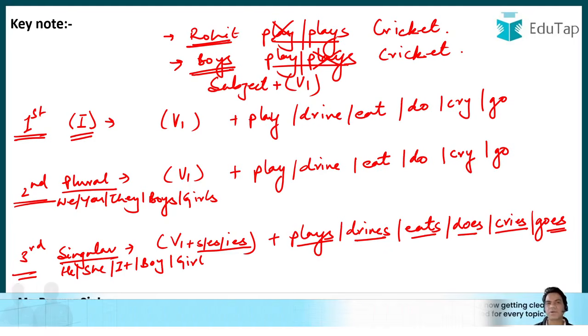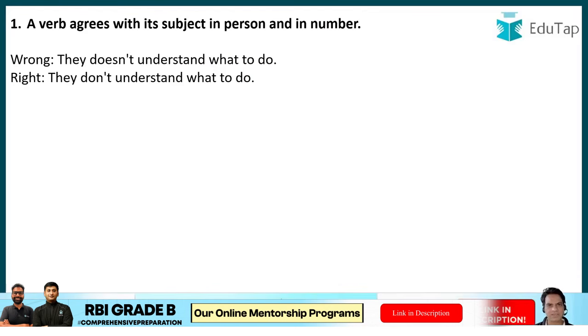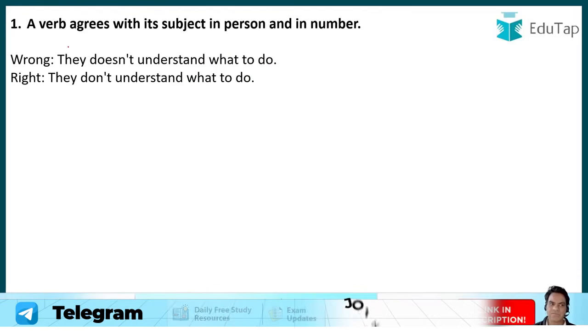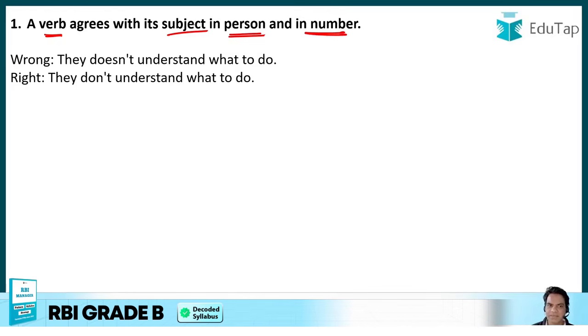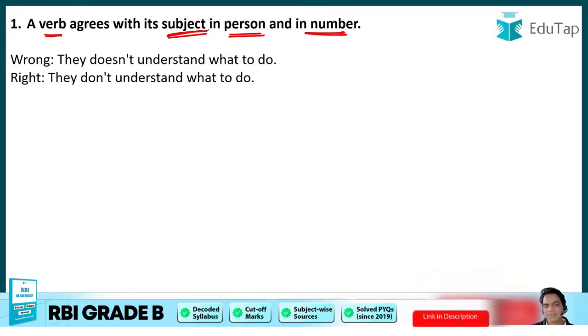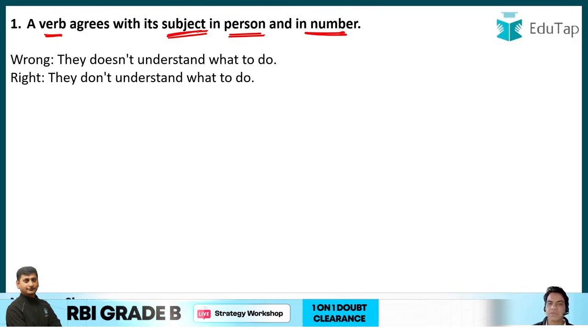Now let's come to the concepts that you need to learn for subject verb agreement. Guys, the first rule, as I told you: a verb agrees with its subject in person and in number. What they mean by this is that the subject will decide the verb. If the subject is singular, the verb will be singular. If the subject is plural, the verb will be plural.